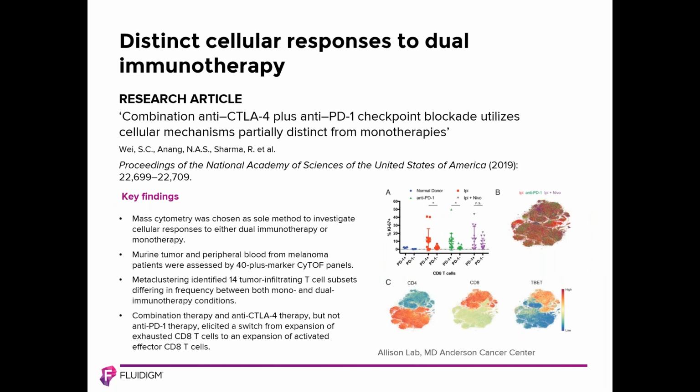In this paper from Jim Allison's lab at MD Anderson Cancer Center, distinct cellular responses to combination anti-CTLA-4 plus anti-PD-1 checkpoint blockade were identified. Mass cytometry was chosen as the sole method to investigate cellular responses to either dual immunotherapy or monotherapy. Murine tumors and peripheral blood from melanoma patients were assessed with 40+ marker CyTOF panels. Metaclustering identified 14 tumor-infiltrating T-cell subsets differing in frequency between mono and dual immunotherapy conditions.